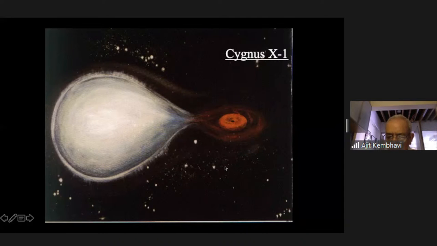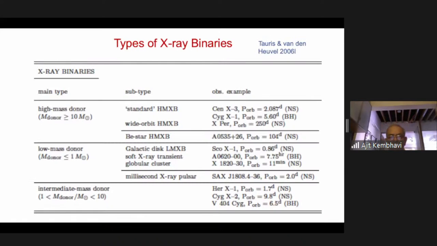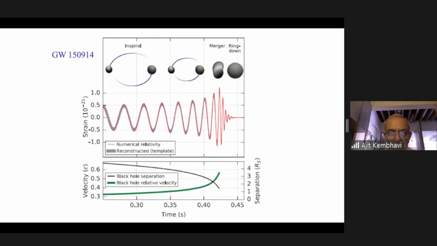I'll come back to this briefly later. Okay, so when you have this kind of a situation, you get X-ray binaries. Now, X-ray binaries are of two kinds, high-mass X-ray binaries and low-mass X-ray binaries. In high-mass, the mass of the companion star is greater than the mass of the compact object. In low-mass X-ray binaries, it is less than the compact object. Now, this has a lot of influence on the way the system evolves.